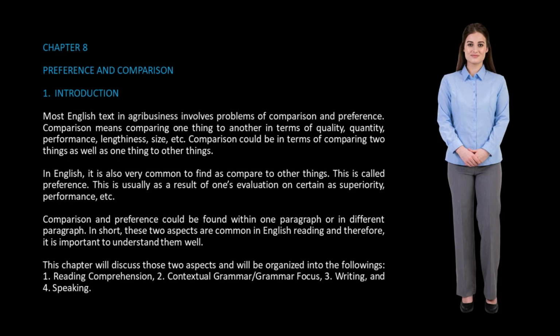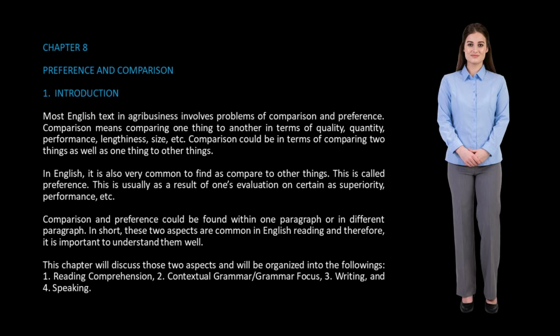In this chapter, we will learn about preference and comparison. 1. Introduction. Most English text in agribusiness involves problems of comparison and preference. Comparison means comparing one thing to another in terms of quality, quantity, performance, lengthiness, size, etc. Comparison could be in terms of comparing two things, as well as one thing to other things.